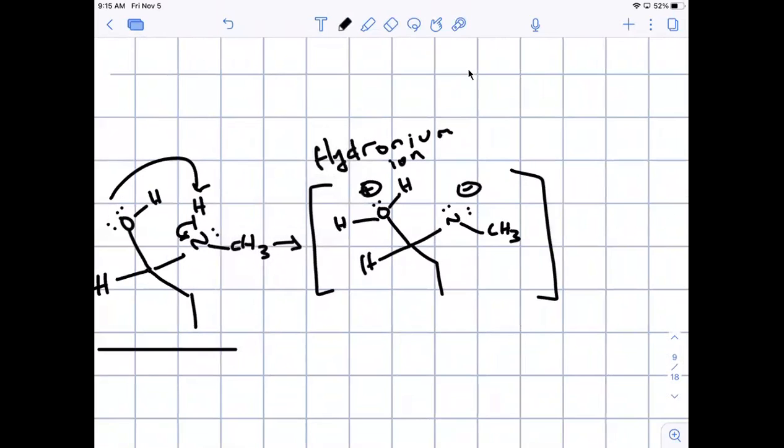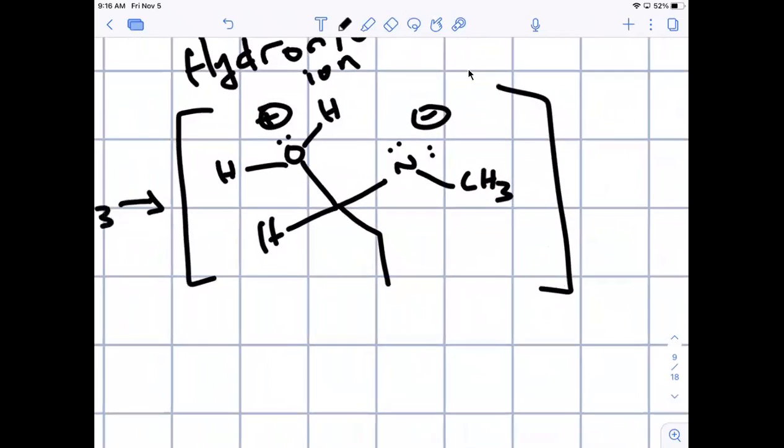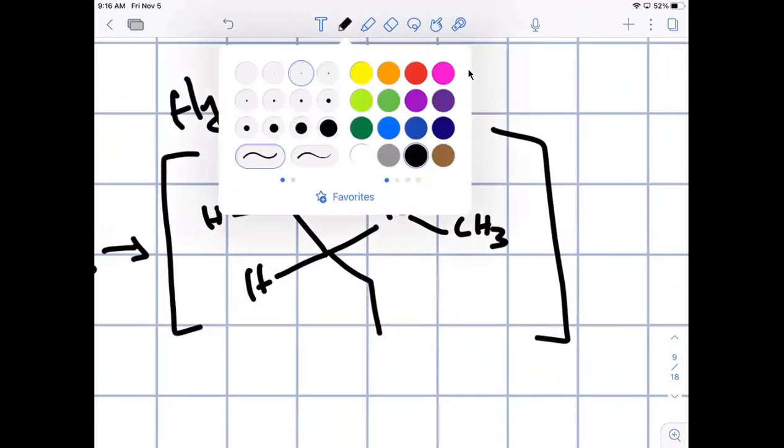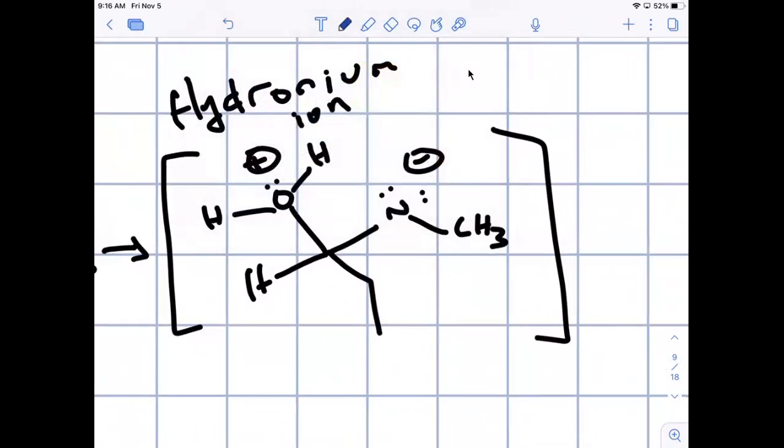We need to get rid of water. And this is something we talked about the other day. How can I force water out? What can I do? Elimination. An elimination. Excellent. How can I do it without the aid of anything external? I've got everything I need right here. It involves the nitrogen. Yes.